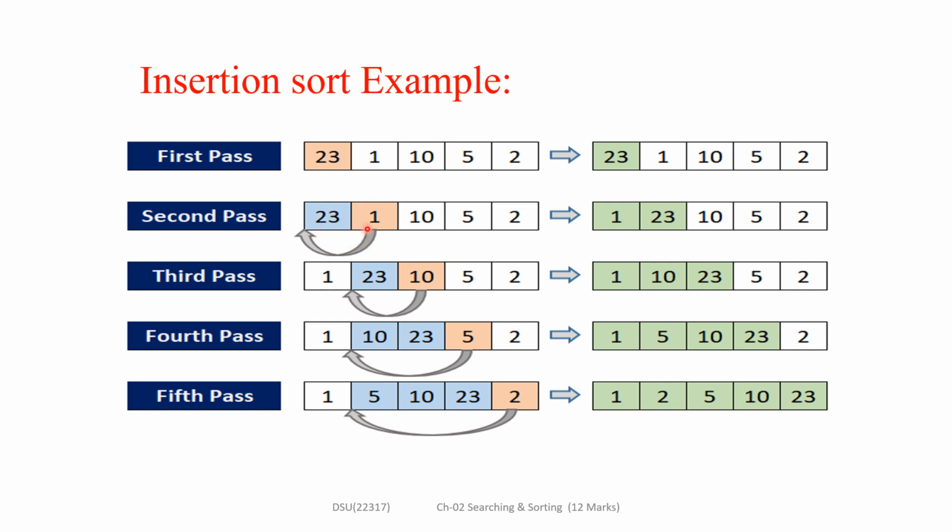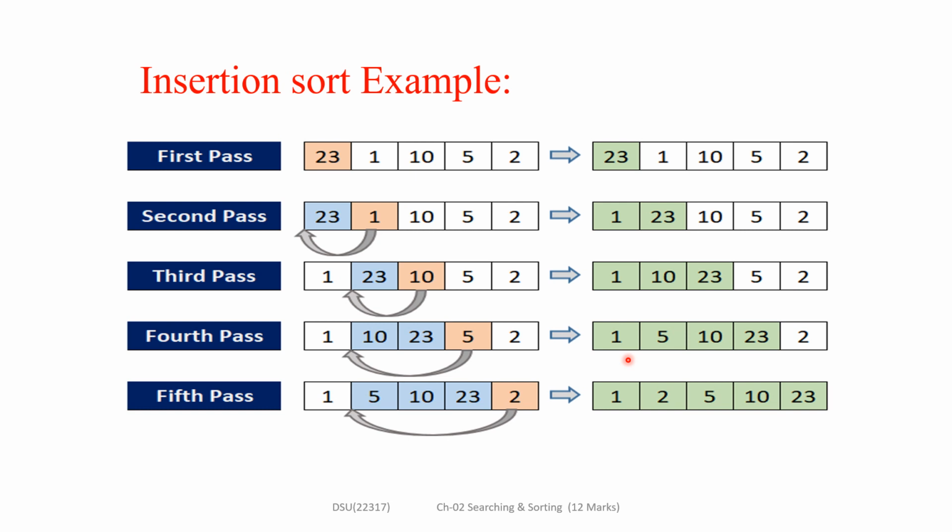In the next pass, the next element is compared with the first element. Comparison will be done. Then after pass 1 we will get 23, 1, 10, 5 and 2. After pass 2 we will get 1, 23, 10, 5 and 2. After pass 3 we will get 1, 10, 23, 5 and 2.